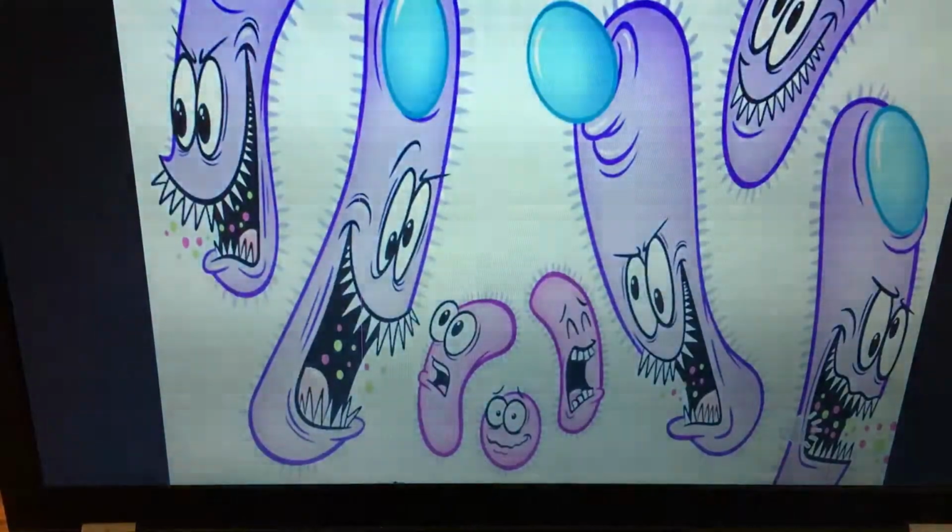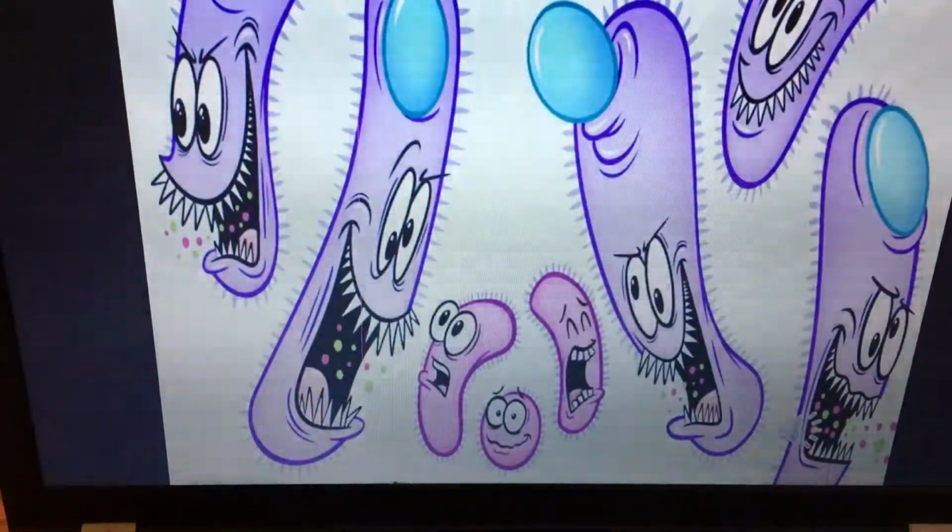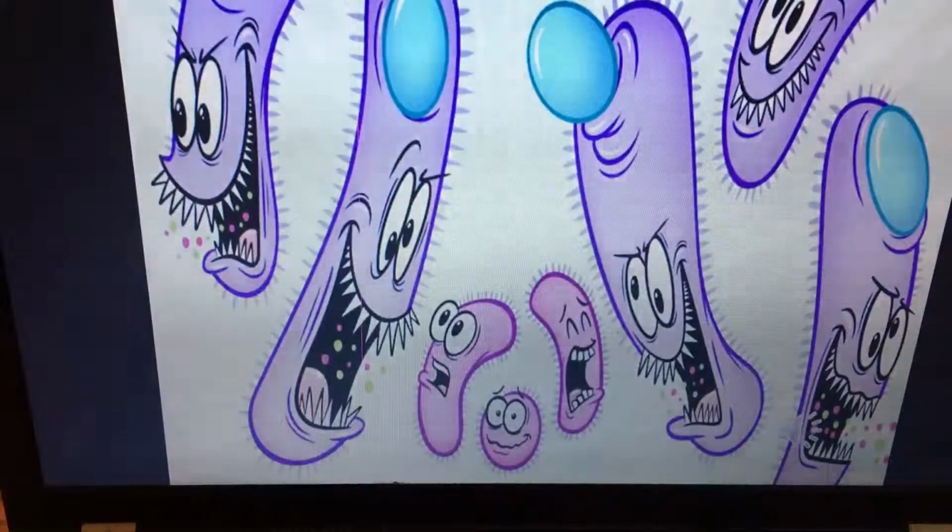Okay, and that's an image of what C. diff looks like under the microscope. It is not a pretty sight. Okay, and this is just a cute little cartoon of C. diff attacking the normal flora. Sorry, guys.